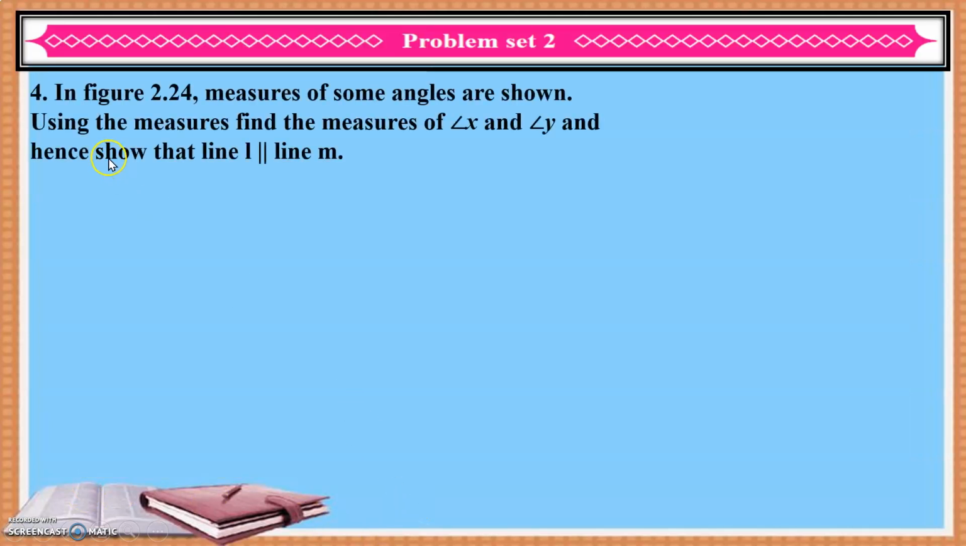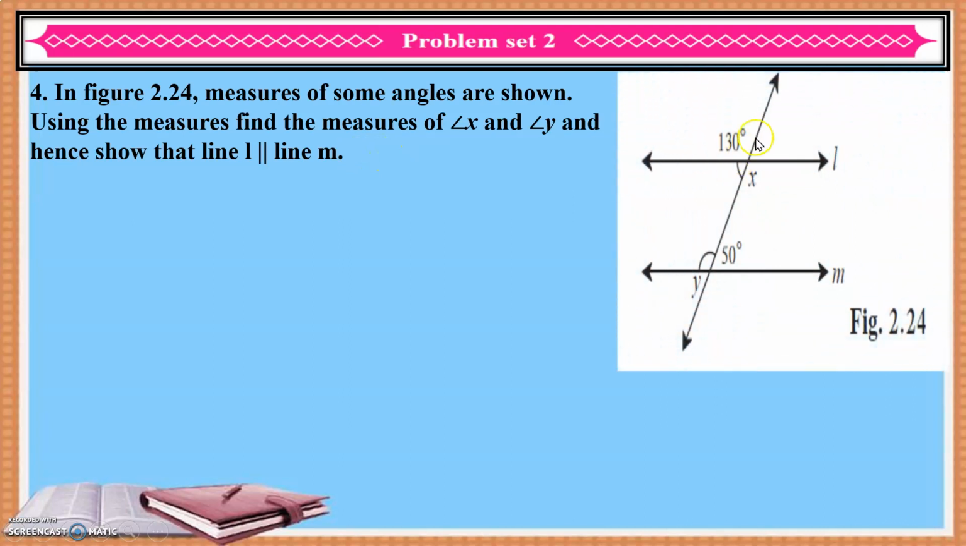This is question number 4. In figure 2.24, measures of some angles are shown. Using the measures, find the measures of angle X and angle Y and hence show that line L is parallel to line M. So let's have the figure. This is the figure. In this figure, students, the marking in the textbook, here it is, this angle is marked as, actually this should be X, okay, and this will be Y. These two markings are wrongly put in your book.